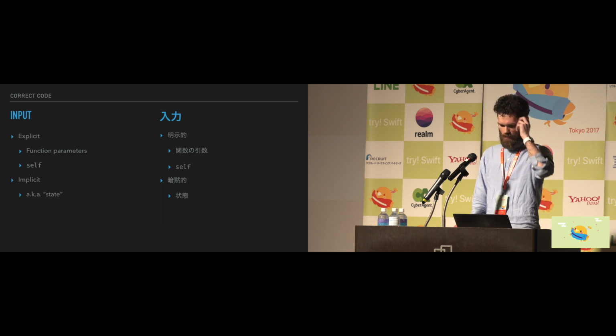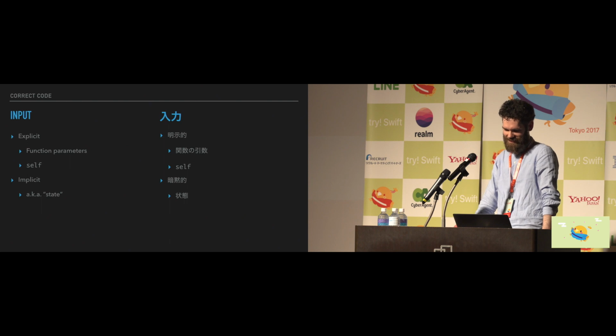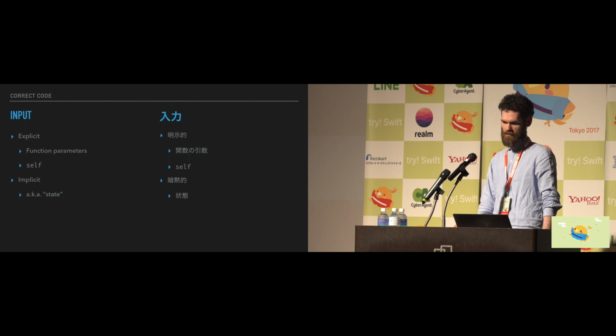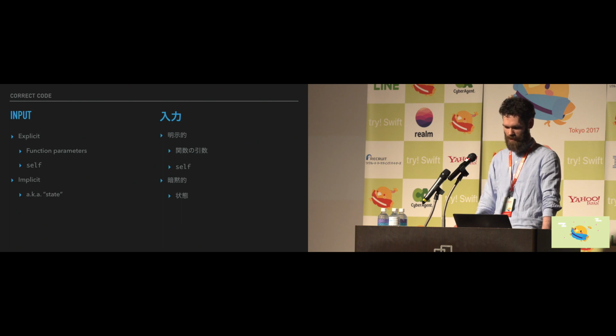Explicit input, by nature of being explicit, is going to stand out to the reader and more clearly communicate intent. Explicit input is going to be the parameters to your functions. You also have this self thing in methods. In Swift, self is implicitly passed. So in that respect, it's easy to overlook. But I think conceptually self is more of an explicit input.